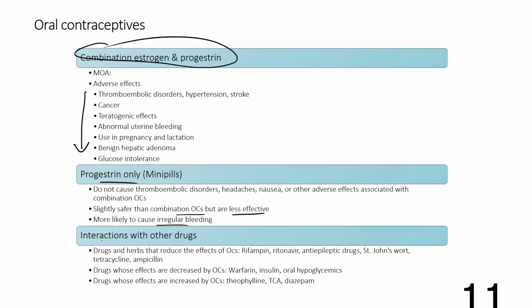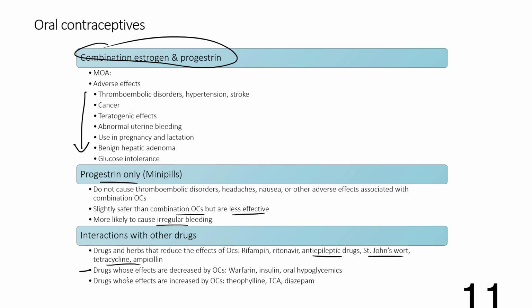Interactions of oral contraceptives with other drugs. You've got over here, some drugs and herbs reduce the effects of oral contraceptives. And so you've got anti-epileptic drugs. You've got St. John's wort, which is a herb. You've got tetracyclines and ampicillin. And so if someone is on one of these antibiotics or some of these other drugs, you need to actually supplement the contraceptive action with another method, such as the male condom, right?